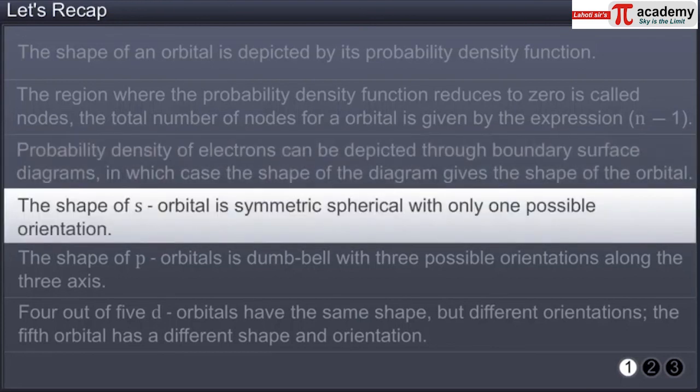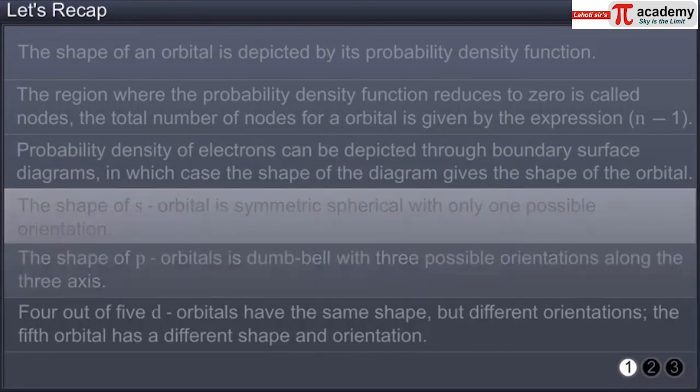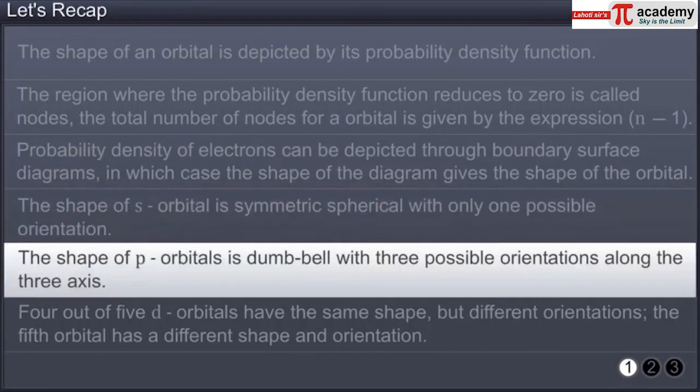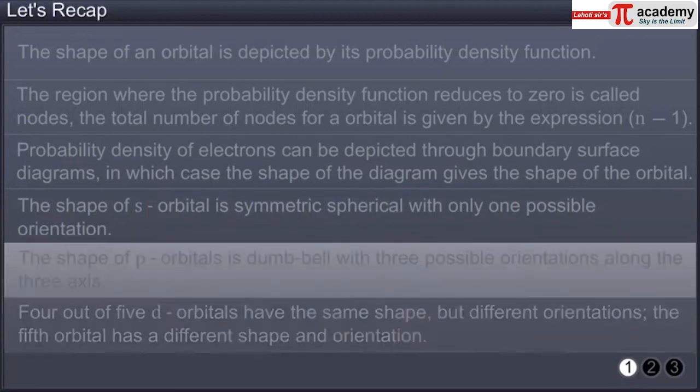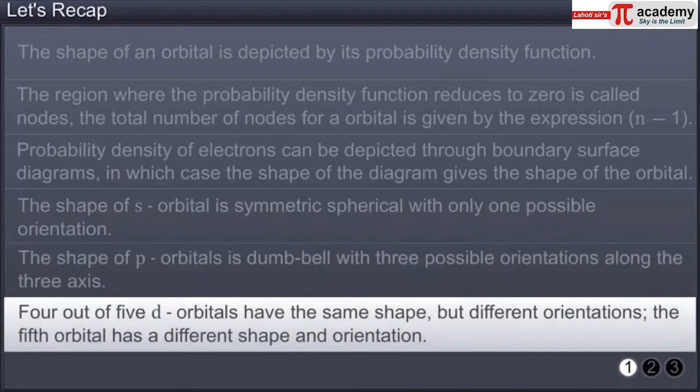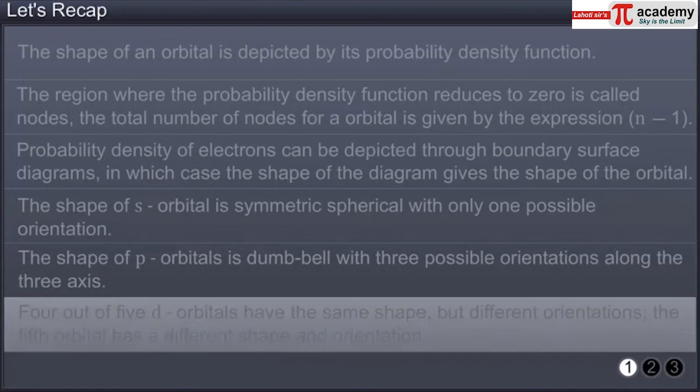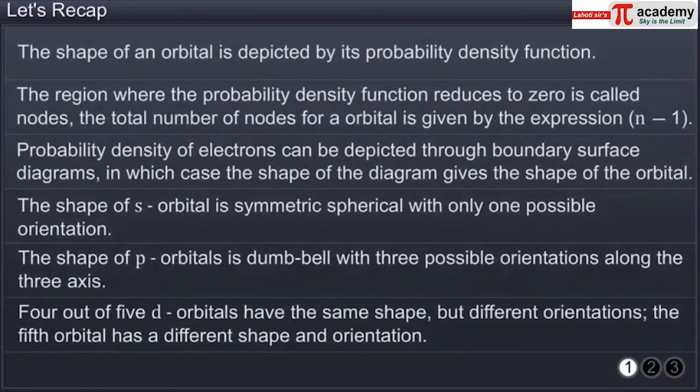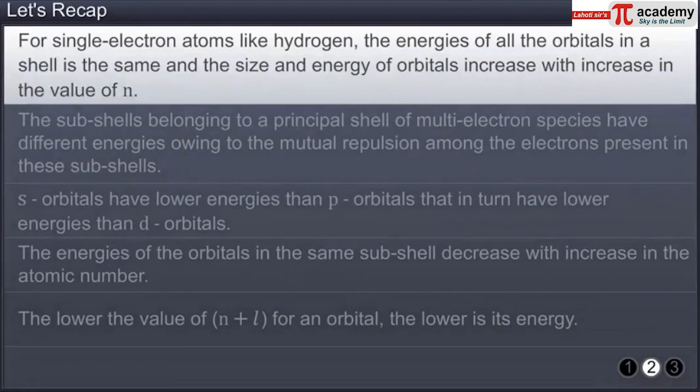The shape of the s orbital is symmetric spherical with only one possible orientation. The shape of p orbitals is dumbbell with three possible orientations along the three axes. 4 out of 5 d orbitals have the same shape but different orientations. The fifth orbital has a different shape and orientation. For single electron atoms like hydrogen, the energies of all the orbitals in a shell are the same, and the size and energy of orbitals increase with increase in the value of n.